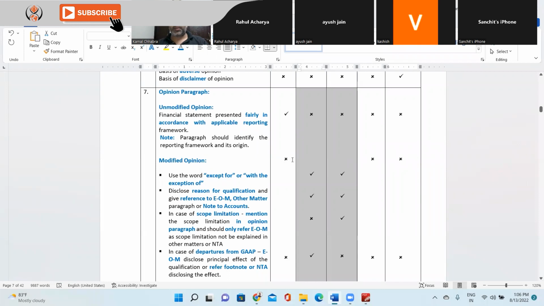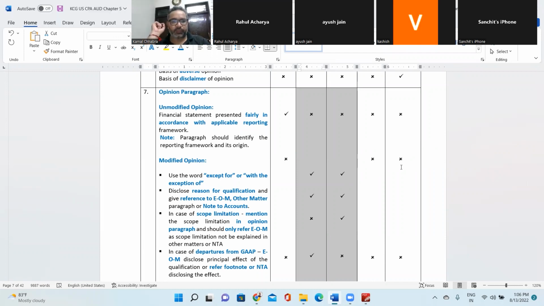Modified opinion is not applicable for a standard report, adverse report, or disclaimer of opinion, right? So first understand what you will be writing in the opinion paragraph when there is no qualification, that is, an unmodified opinion. Here you will be mentioning that the financial statements are presented fairly in accordance with the applicable reporting framework, because here you'll be issuing the report on the financial statements, so you'll be mentioning only the financial statements.